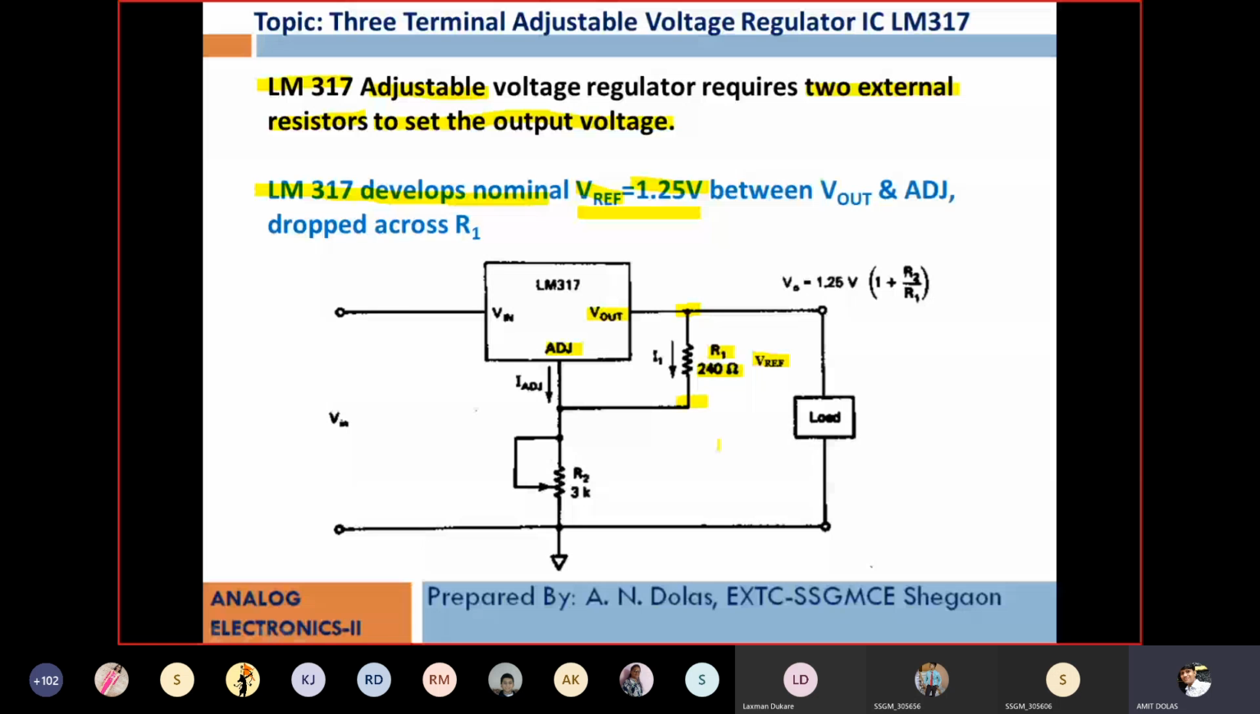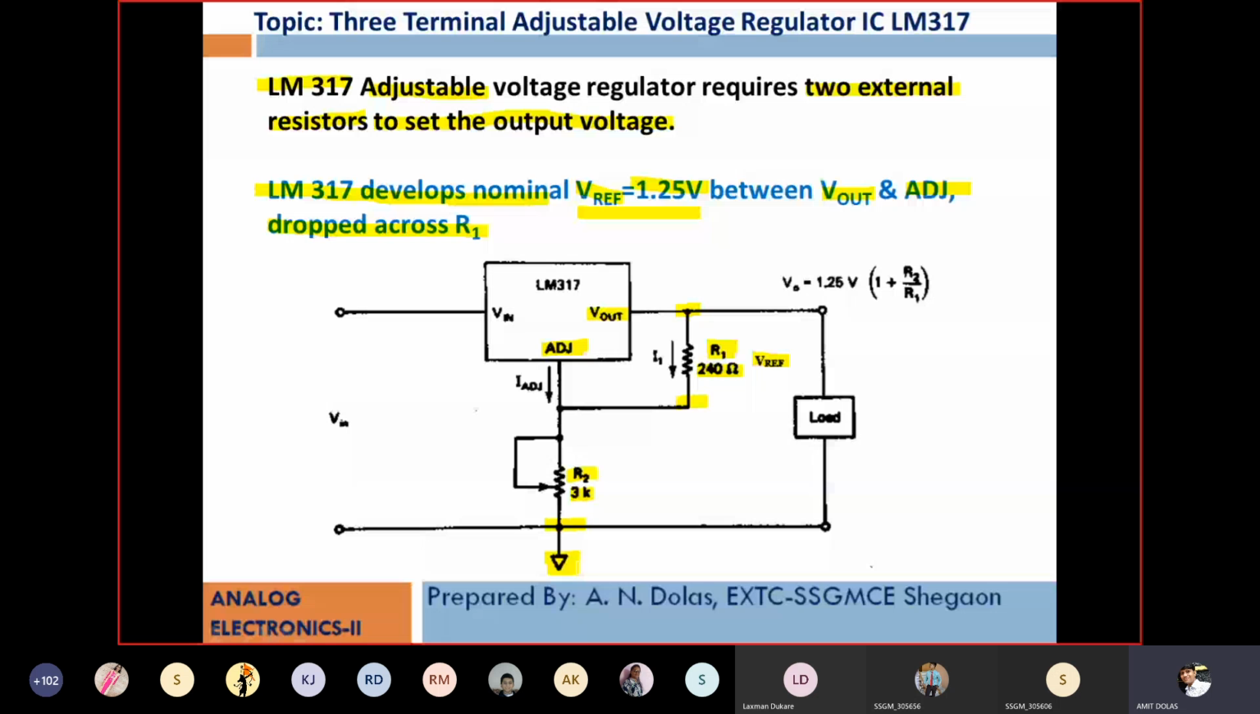This resistance is always referred to as R1. And another resistance, R2, is connected between the adjustment terminal and the ground. This is the simple configuration of LM317. It will not change its configuration. Only two resistances.